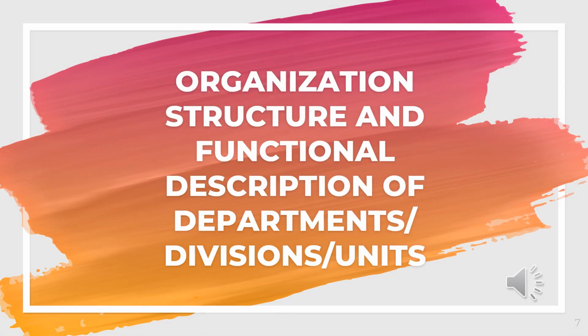Next, we move on to the organization structure and functional description of department, division, and also units. The first one is the functions for group finance. There are 7 functional elements that group finance oversees as regional business partner, which is financial control, corporate treasury, tax, performance reporting, and many more.